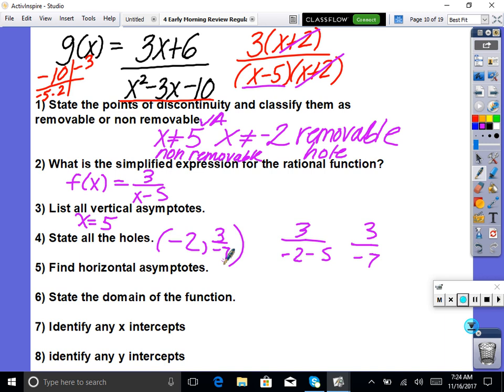Find the horizontal asymptote. To find a horizontal asymptote, you want it in standard form. So let's look back here. This is in standard form. The rule is, degree on top is smaller than degree on bottom, so it's going to be at y equals 0. If they were the same degree, this would have been an x squared. Then we would have said 3 over 1, right? Which is 3. Okay, moving on. State the domain. Easiest problem on the test. All real numbers except x cannot equal 5 and negative 2. Easiest one on there, yes.